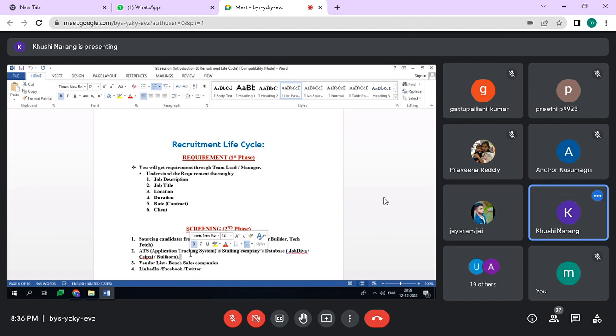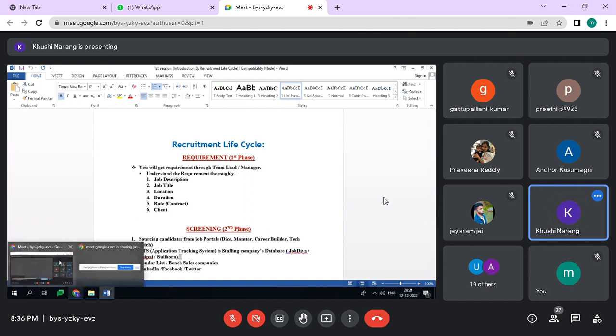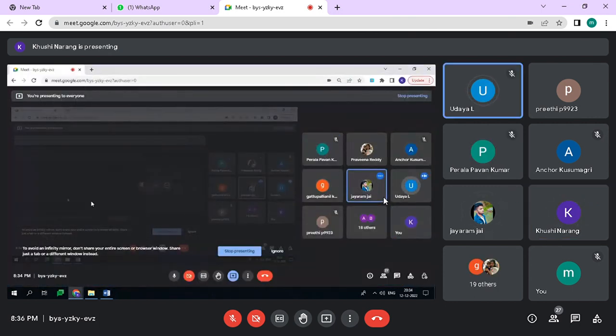Clear? And also, you can source the candidates through the vendor list and Bensil companies, and also through LinkedIn, Facebook, and Twitter. Here, Bensil companies are the same as the consultancies we have in India, right? There, the students or the candidates will give their resumes, right? So that's why you can source candidates from Bensil companies as well. Clear, everybody? Yes, ma'am.